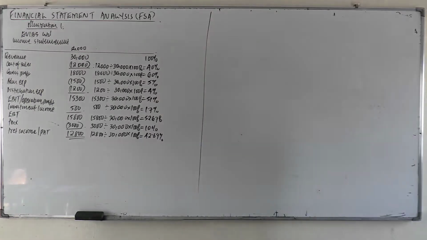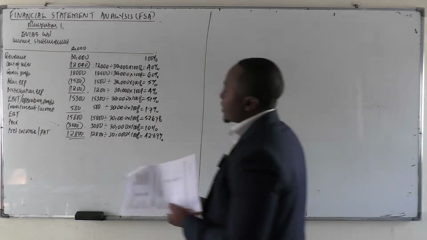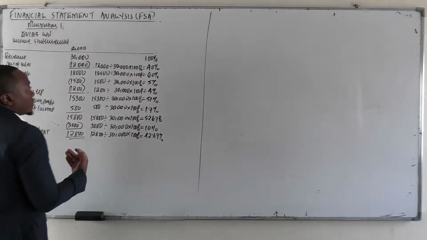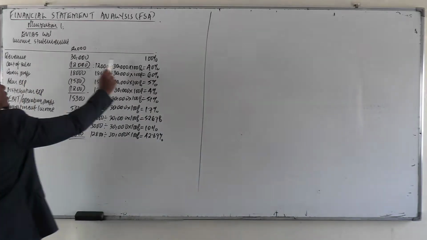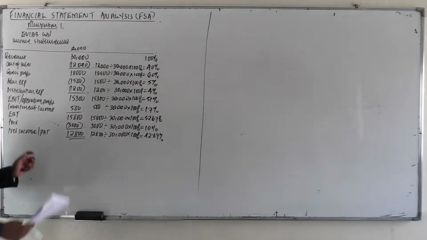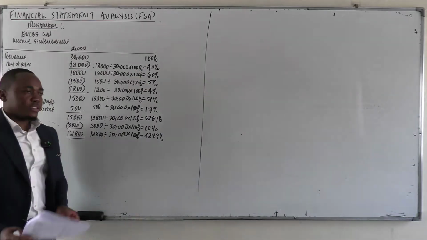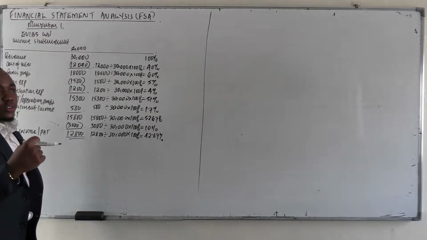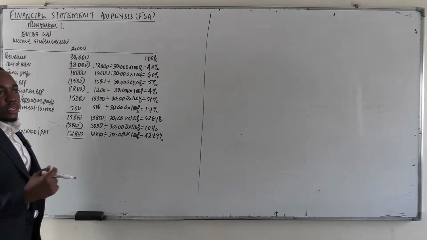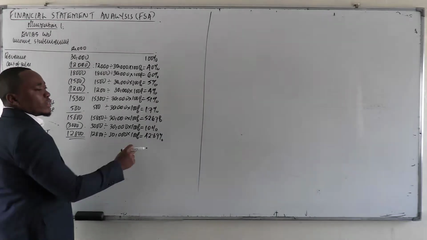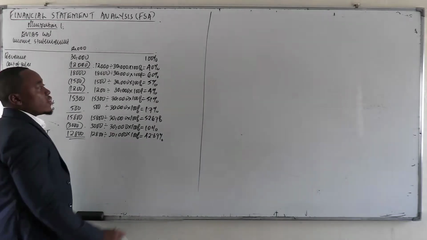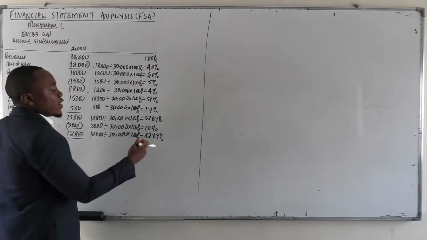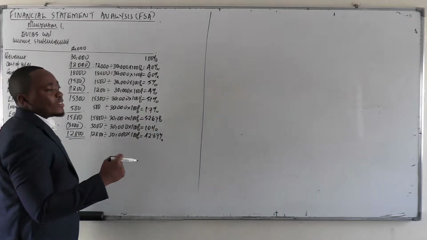Good. So therefore, in this case, how do you analyze this financial information? Now, the revenue was 100%. So the net income is 42.67%. What does it mean? It means that for every 100 shillings of the sales, the net profit will be 42.67 shillings. For every 100 shillings of the sales, 42.67 is your net profit.